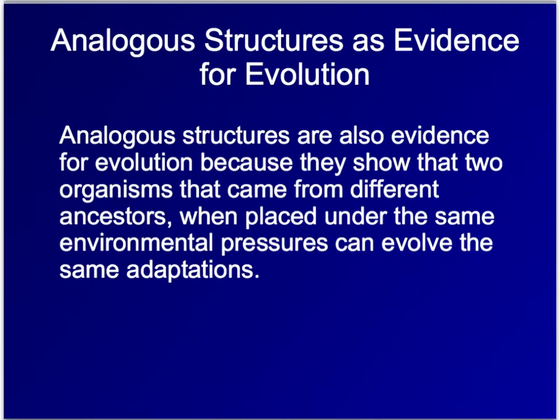To summarize all three questions, analogous structures support evolution because they show that two organisms that came from very different places or different ancestors, when placed under the same environmental pressures, evolve to have the same adaptations. Thinking in terms of survival of the fittest, this means that if you live in the water, you will evolve to have something like a fin, because that is the structure that makes you fittest in the water, makes you fastest, makes you best at swimming. Analogous structures support this idea.